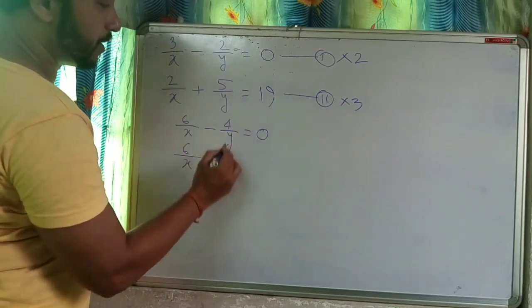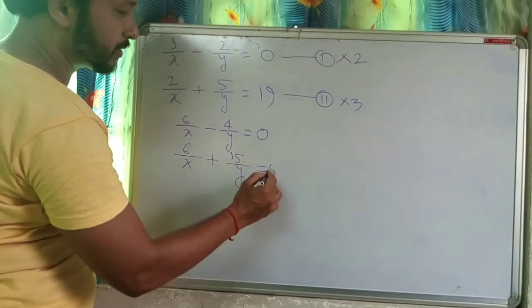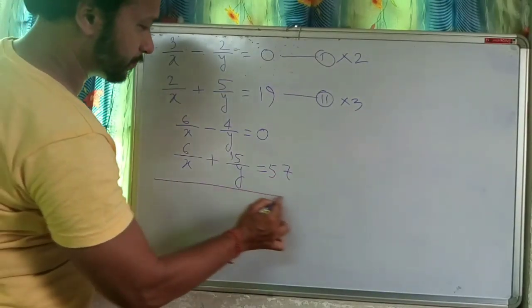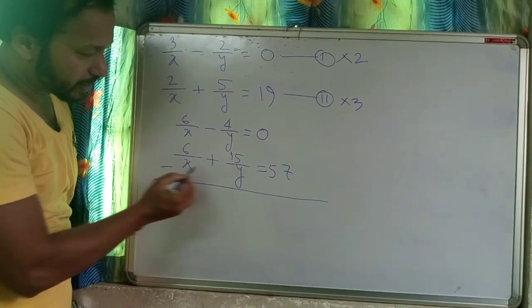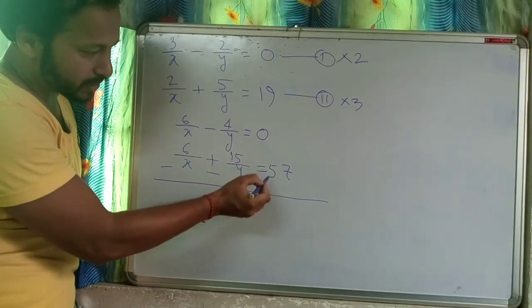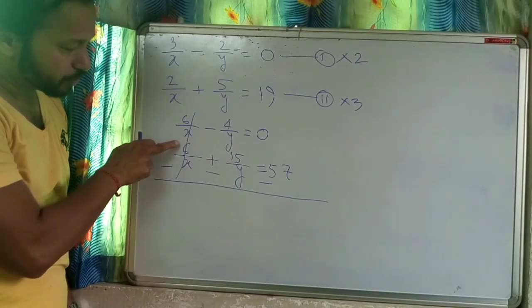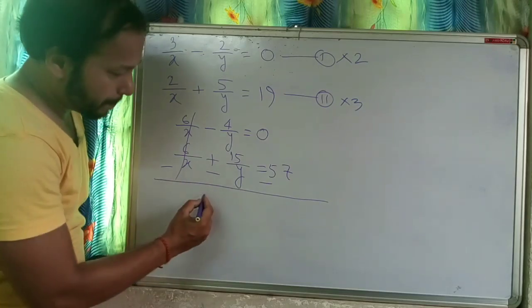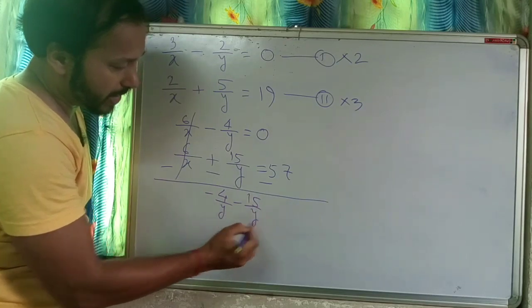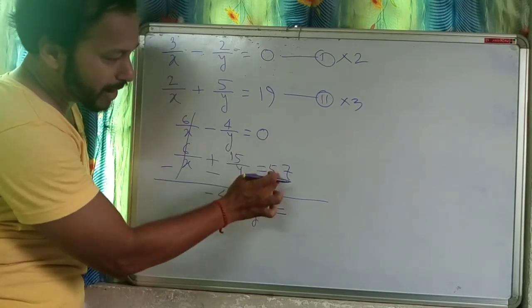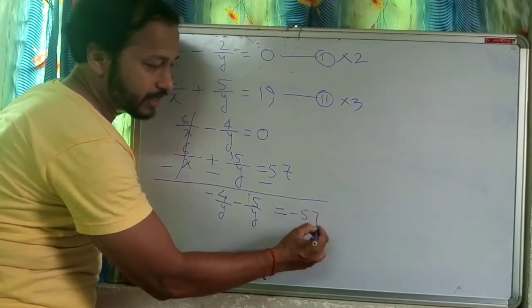Plus 3 5s are 15 by y. 3 into 19, 57. Just change the sign. Plus, minus, plus, minus, plus, minus. Cancelled. Plus 6 by x, minus 6 by x, cancelled. Minus 4 by y, minus 15 by y equal to 0 minus 57. That is minus 57. Yes.